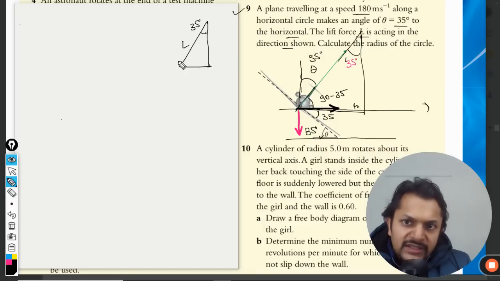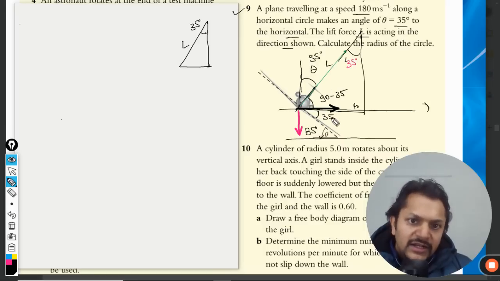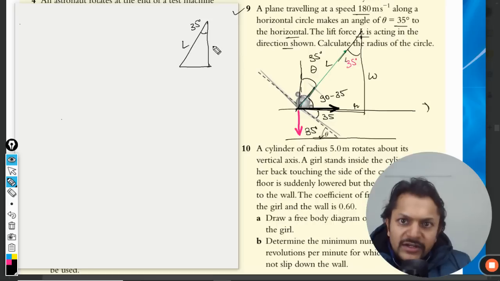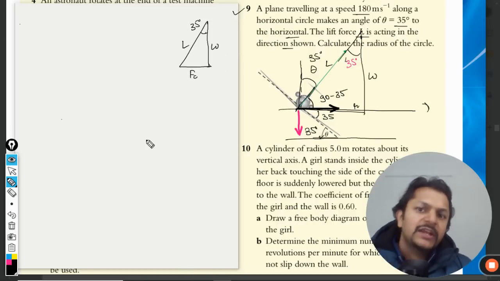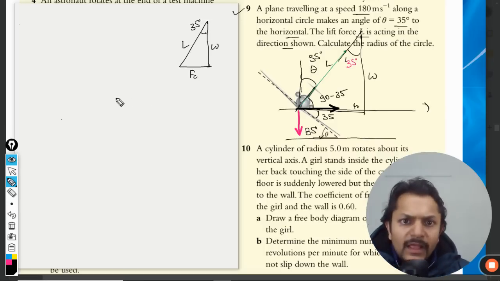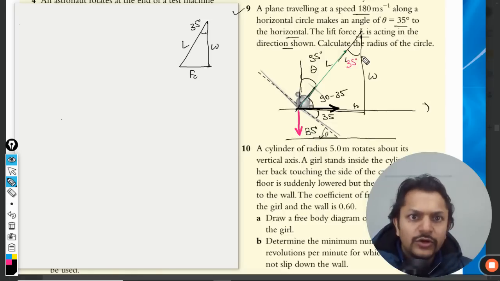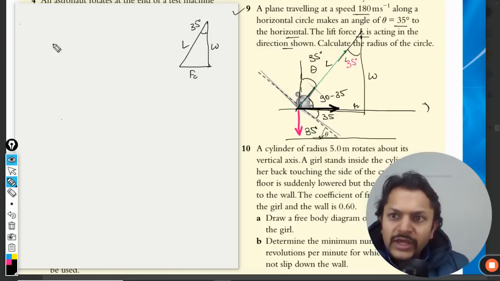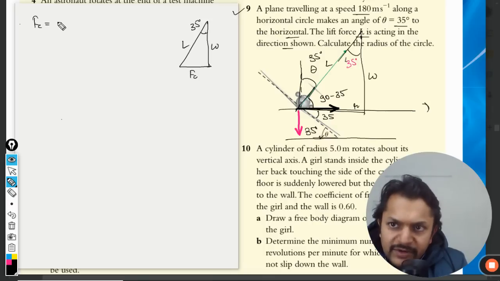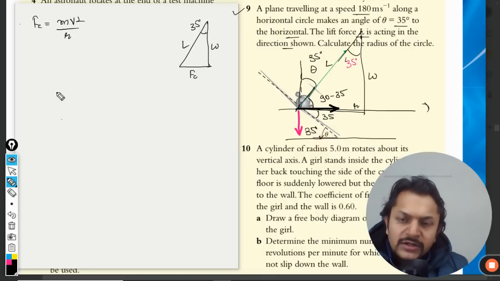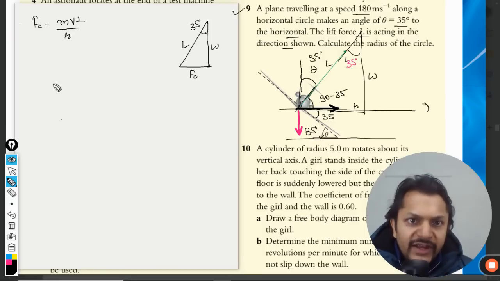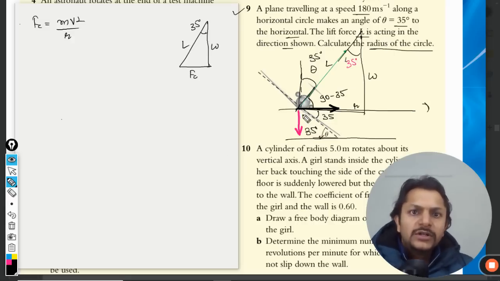This will be the lift force, which is L. This weight will be written here. So vertical will be the weight, and this will be the centripetal force, which can be written as Fc. The speed is known, but the weight is not known. The centripetal force is mv square by r, and only the speed is given. Calculate the radius.